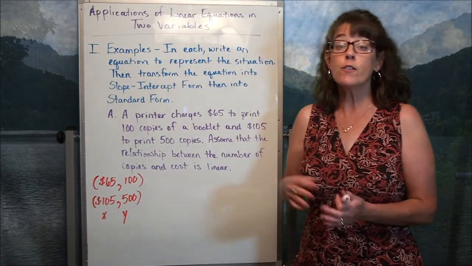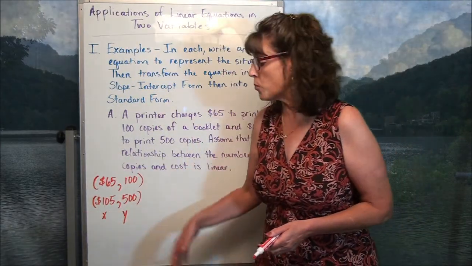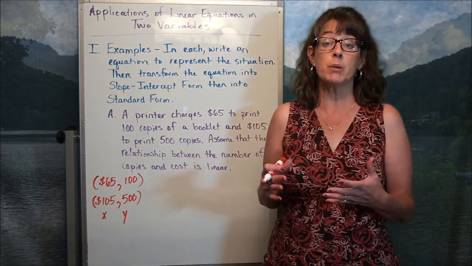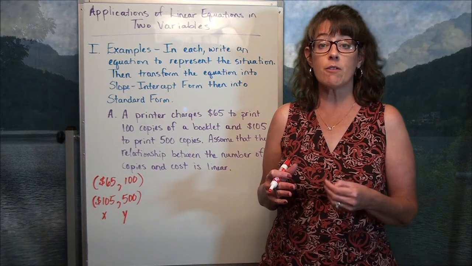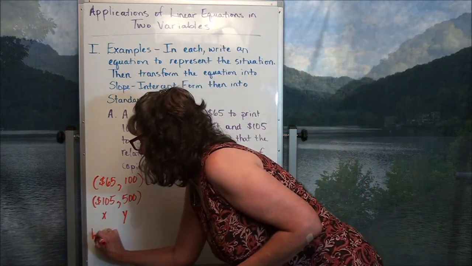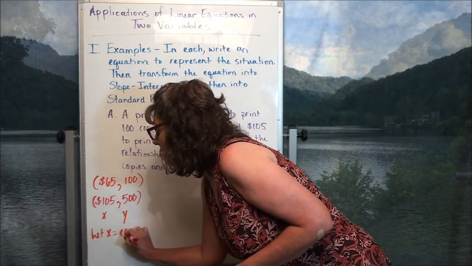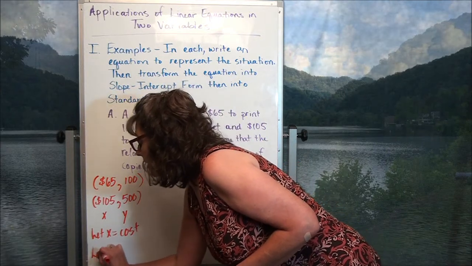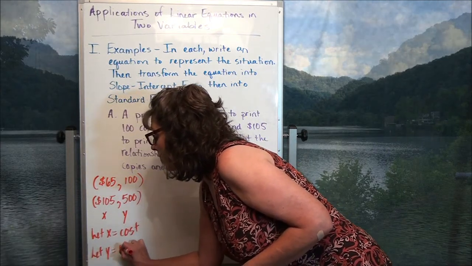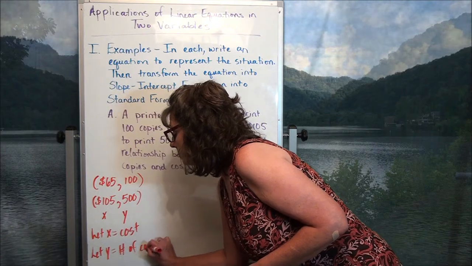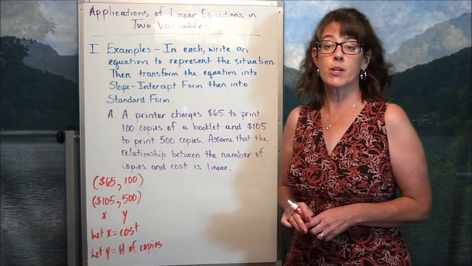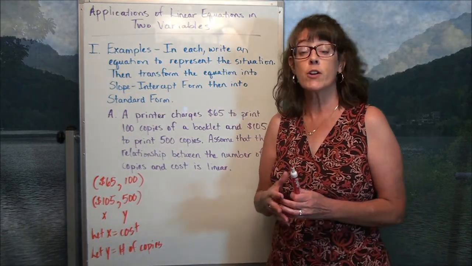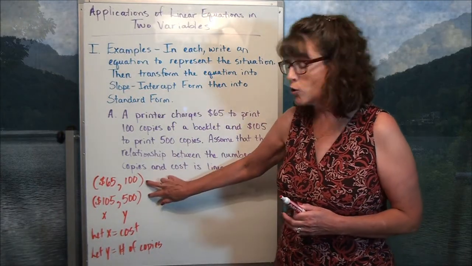So in other words, let's call the cost X, and let's call the number of copies Y. Now, I could have flipped it around, and I could have put the number of copies as Y and the cost as X. It would have been completely fine. You just need to define what that variable is. So let's let X equal the cost, and let's let Y equal the number of copies. And so now I can figure out the equation for this relationship because I have 2 points.